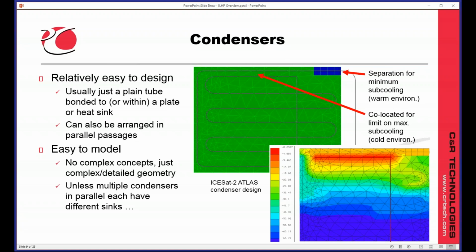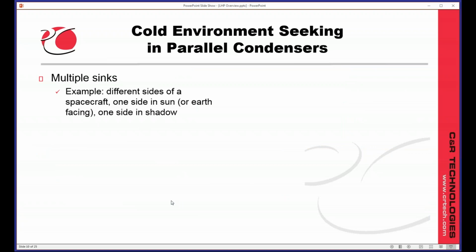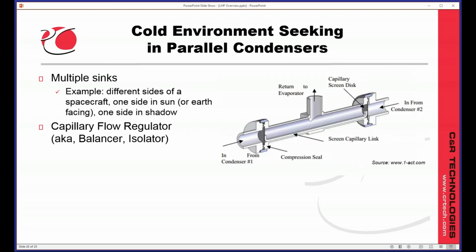What if you had multiple condensers and they didn't all see the same sink? What if they saw different rejection conditions, different sink temperatures? In that case, an example would be, say, a spacecraft where you have different radiators on different panels, and occasionally one might be in the sun and one might be in the shadow, and you, of course, want the side that's in the shadow to be condensing and the side that's in the sun or earth-facing to be turned off. And it turns out that's not difficult to achieve thanks to a thing called a capillary flow regulator, which also goes by other names.